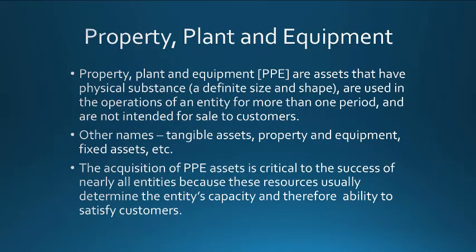Okay, so property, plant, and equipment, or PPE, are assets having physical substance, which means you can see them and touch them or feel them. They are used for the operation for more than one period, particularly more than a year, and there is no intention of selling them to customers. There are other names for this term. They call it tangible assets, property and equipment, fixed assets, etc.